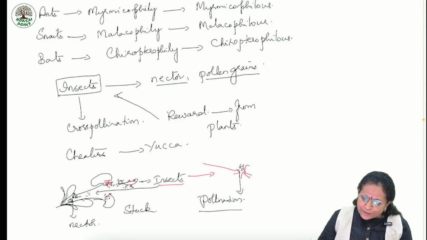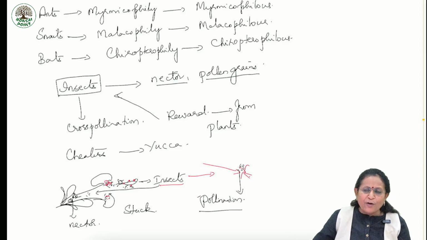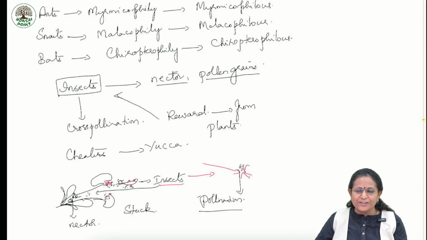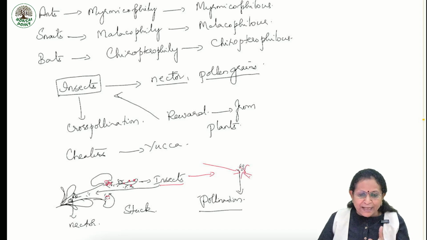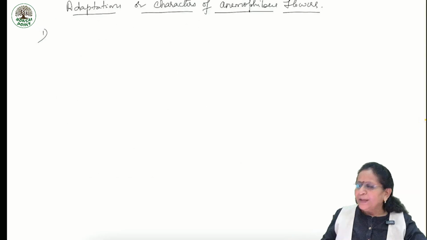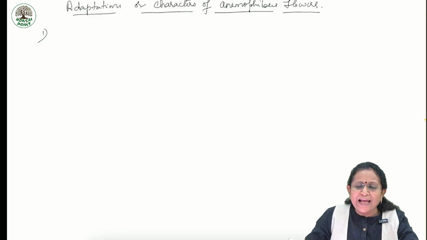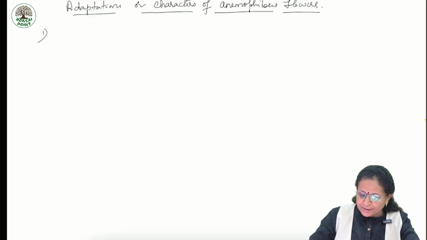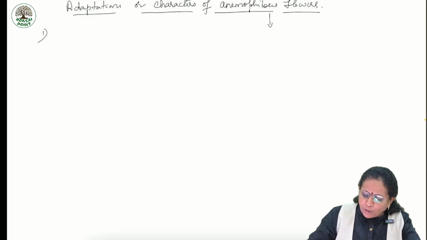Is it clear? So this is about the agents for cross-pollination. Let us see what are the adaptations, or the characters, of entomophilous flower, anemophilous flower and hydrophilous flower. Yes, students, let us see some of the characters of anemophilous flowers, or I can also say what are the adaptations in anemophilous flowers. So you all know by now what we mean by anemophilous flowers? Flowers which are cross-pollinated by wind.